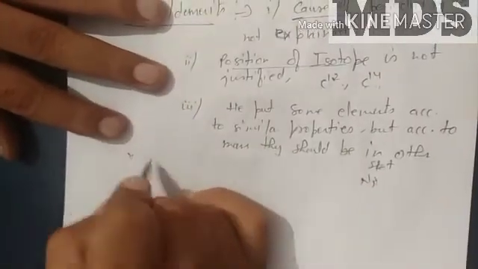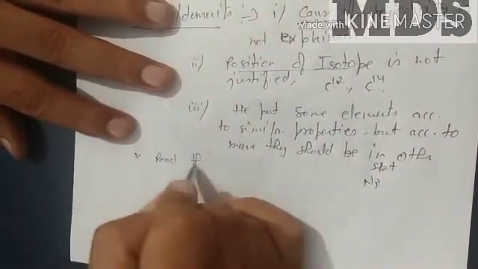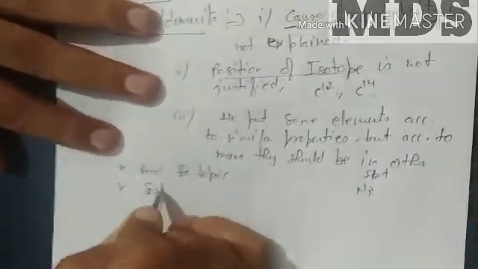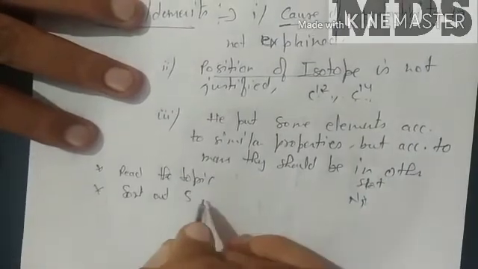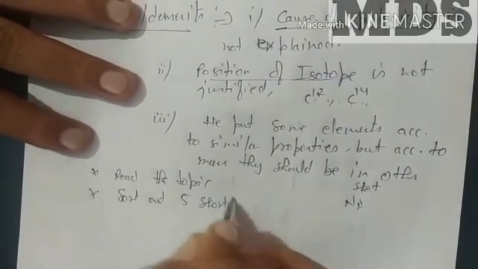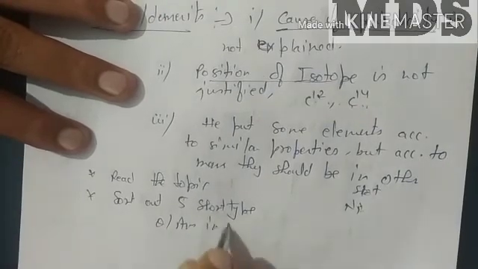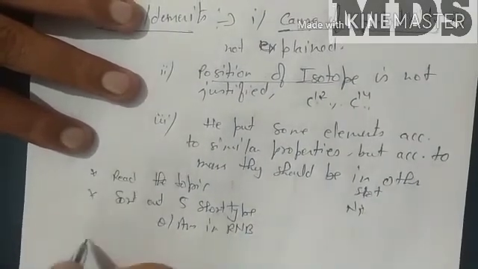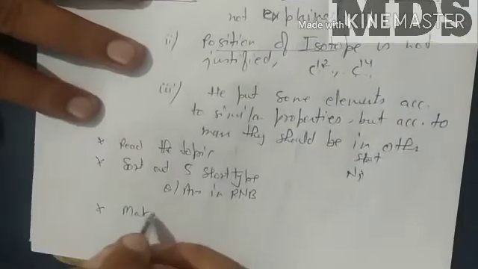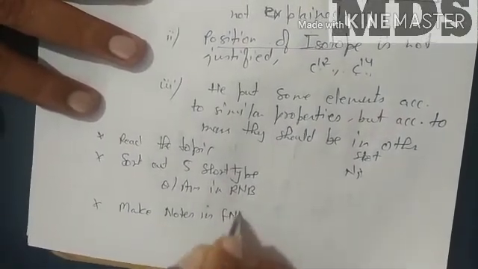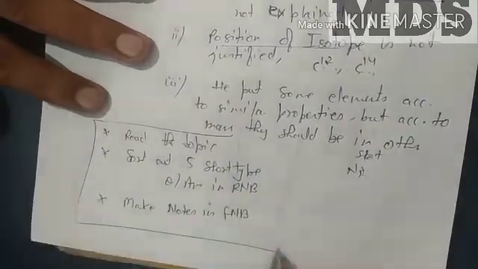So today, first you will read the topic we did. Second, you will sort out 5 short type questions and answer them in your rough notebook. Third thing you will do is make your notes in your fair notebook, dear. Okay, thank you.